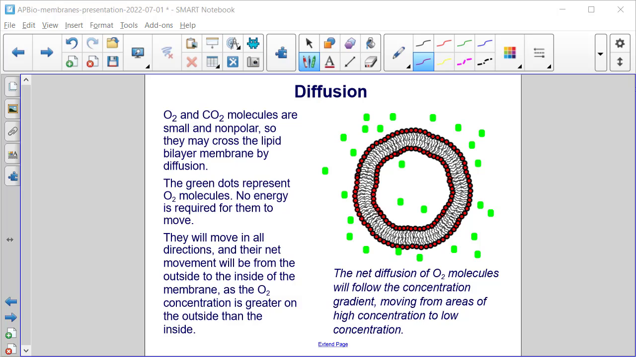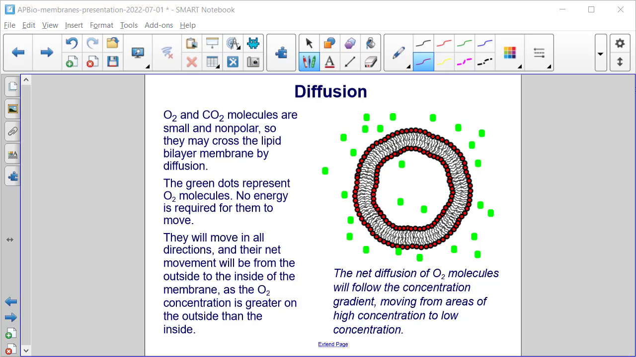Here's one way that this happens regularly. Oxygen and carbon dioxide molecules are small and nonpolar, so they may cross the lipid bilayer membrane by diffusion. The green dots represent O2 molecules. No energy is required for them to move. They will move in all directions, and their net movement will be from outside to the inside of the membrane, as the O2 concentration, as you can see, is greater on the outside than the inside.